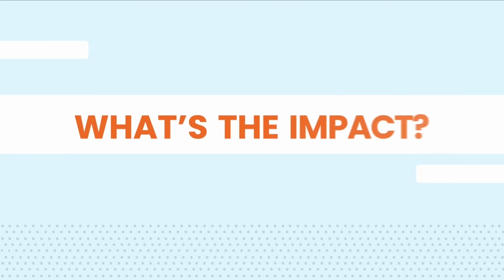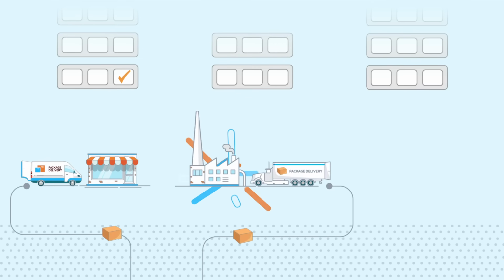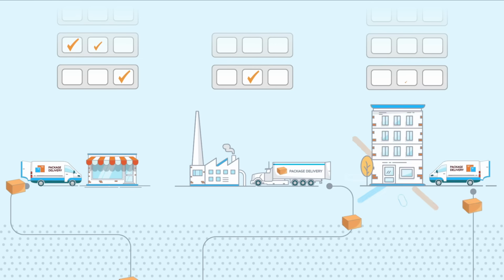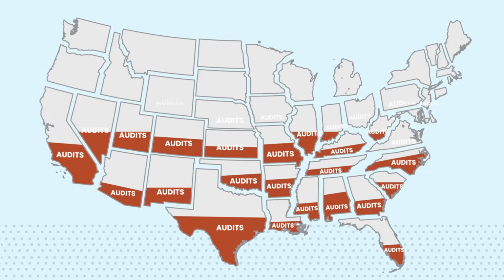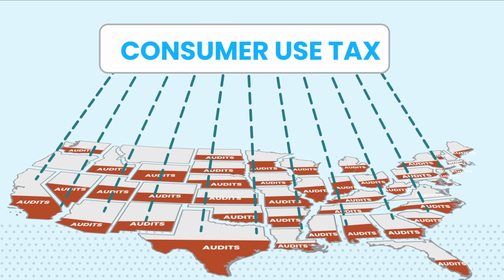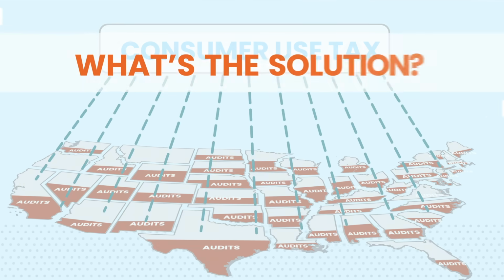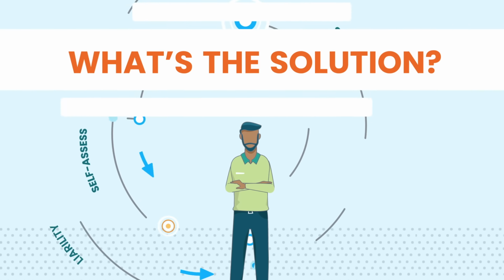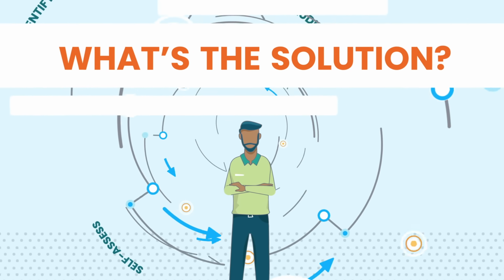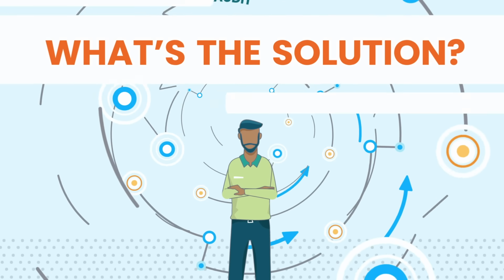So what's the impact of all of this? Well, businesses need a way to accurately assess and report where, how, and when purchased products are being distributed and used, especially since we know that consumer use tax is a major focus of most state audits. But how? Most people manually self-audit, but this is complicated, time-consuming, and can be costly to you and your business.